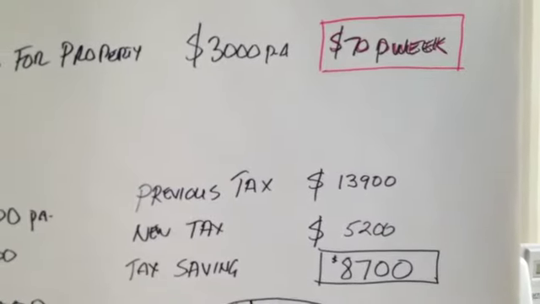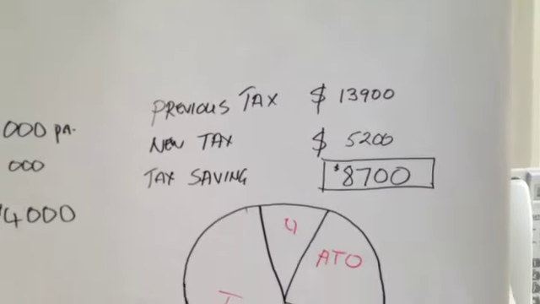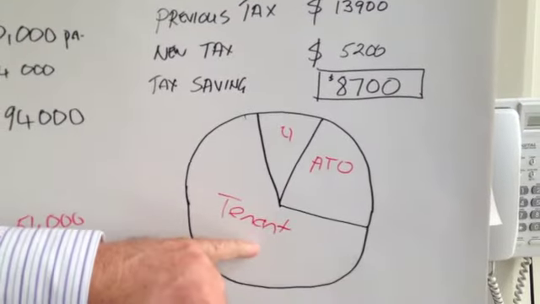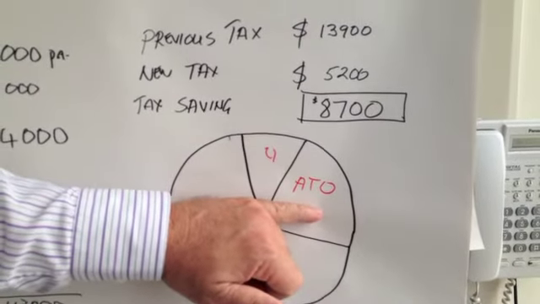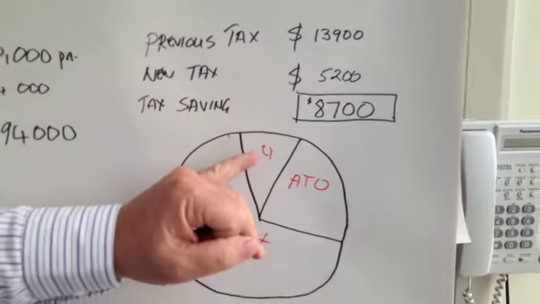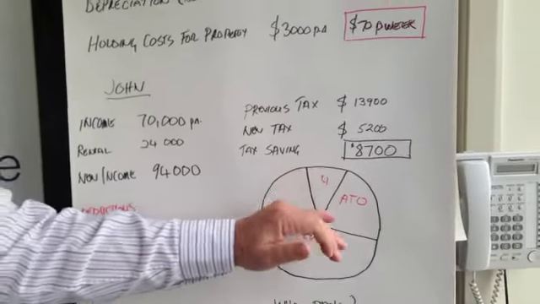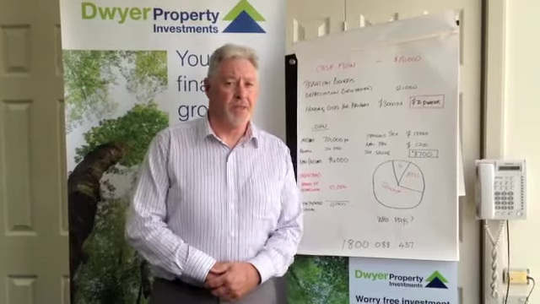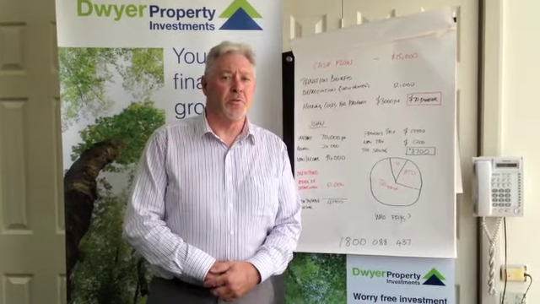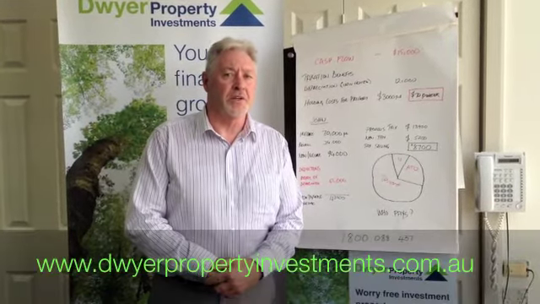Now, if we look at overall who pays for the property, we have the tenant here roughly pays about 60%. The ATO roughly pays about 30% in the form of deductions, and you, the investor, pays around about 10%, which relates to this figure up here. Let's look at John's situation. He's been able to purchase an investment property with only $70 a week of out-of-pocket expenses.